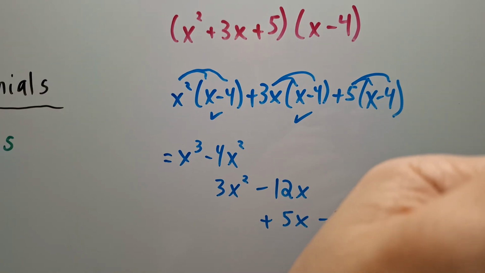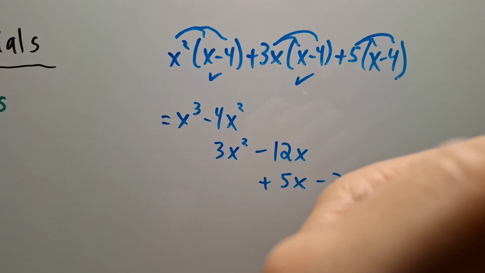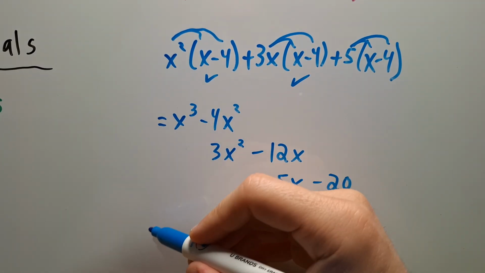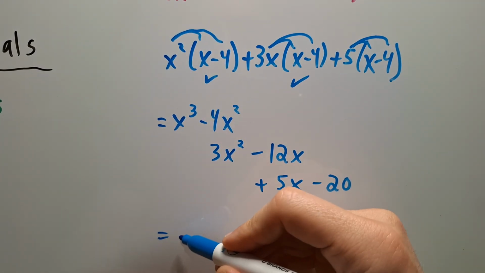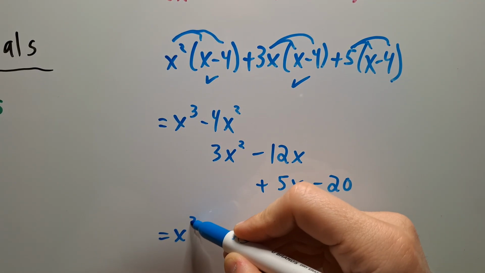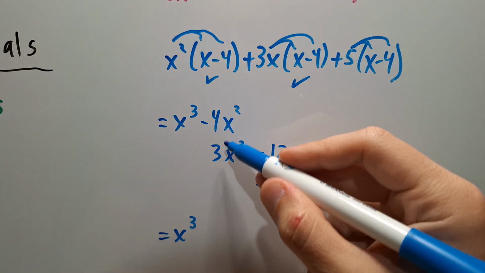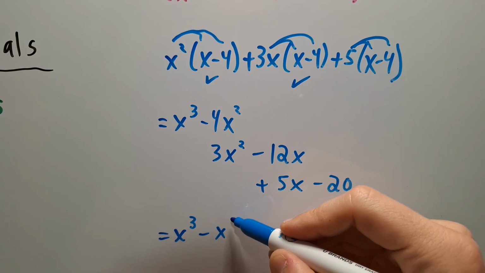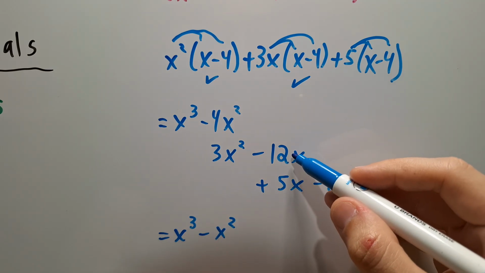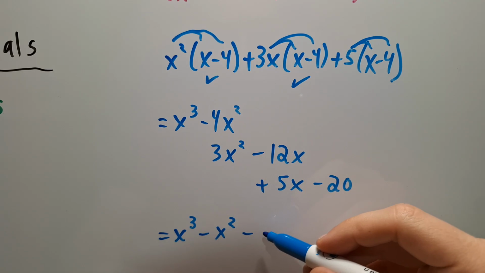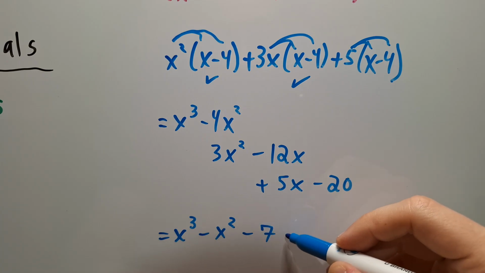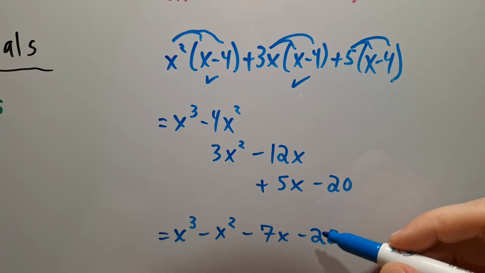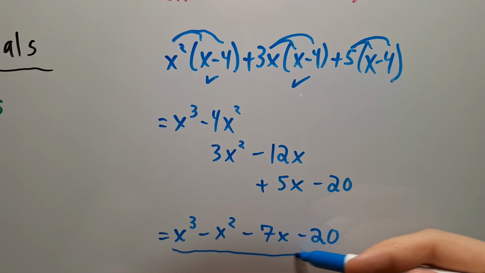And now to put it all together. I don't have any other x cubed terms, so we'll just write it as such. Negative 4 plus 3 is still negative. Negative 12 plus 5, that too is also negative. Negative 20. This is our final answer.